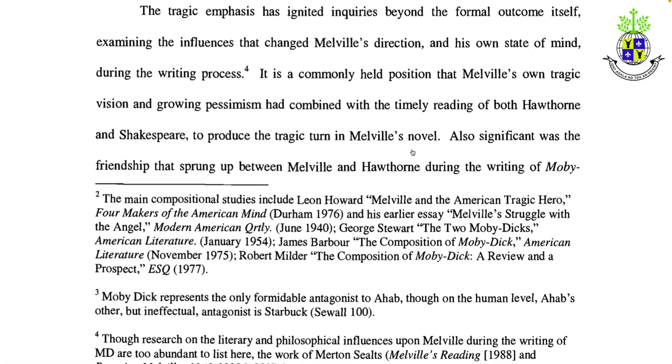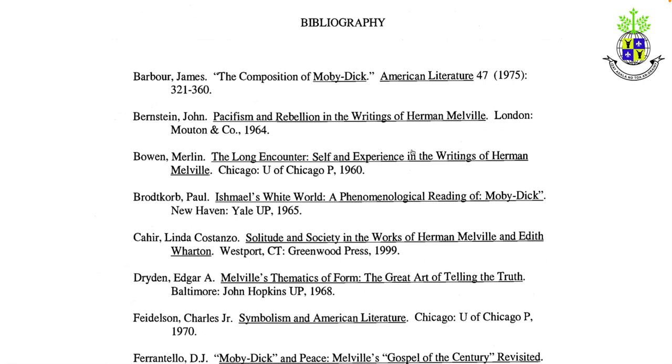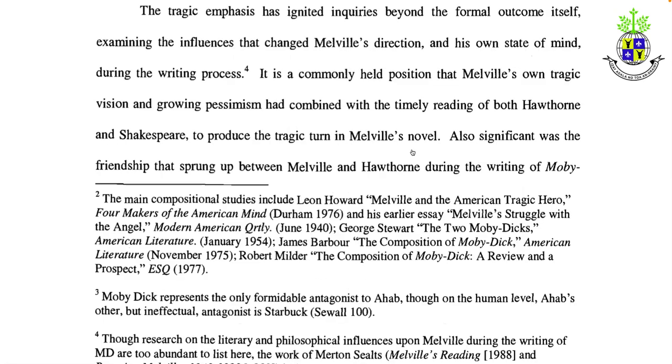So, for example, if we're looking at the Barbour source that's listed in footnote number 2 on this page, the composition of Moby Dick, we see here that it is listed. That's the first item here in the bibliography. It shows you exactly where to find it. It's in the Journal of American Literature, volume number 47, which was published in 1975. Page range 321 to 360. Okay, all right. So this helps keep the references fairly concise when you are just reading through the text, while still being able to look and say, oh, yes, it's that author's work.